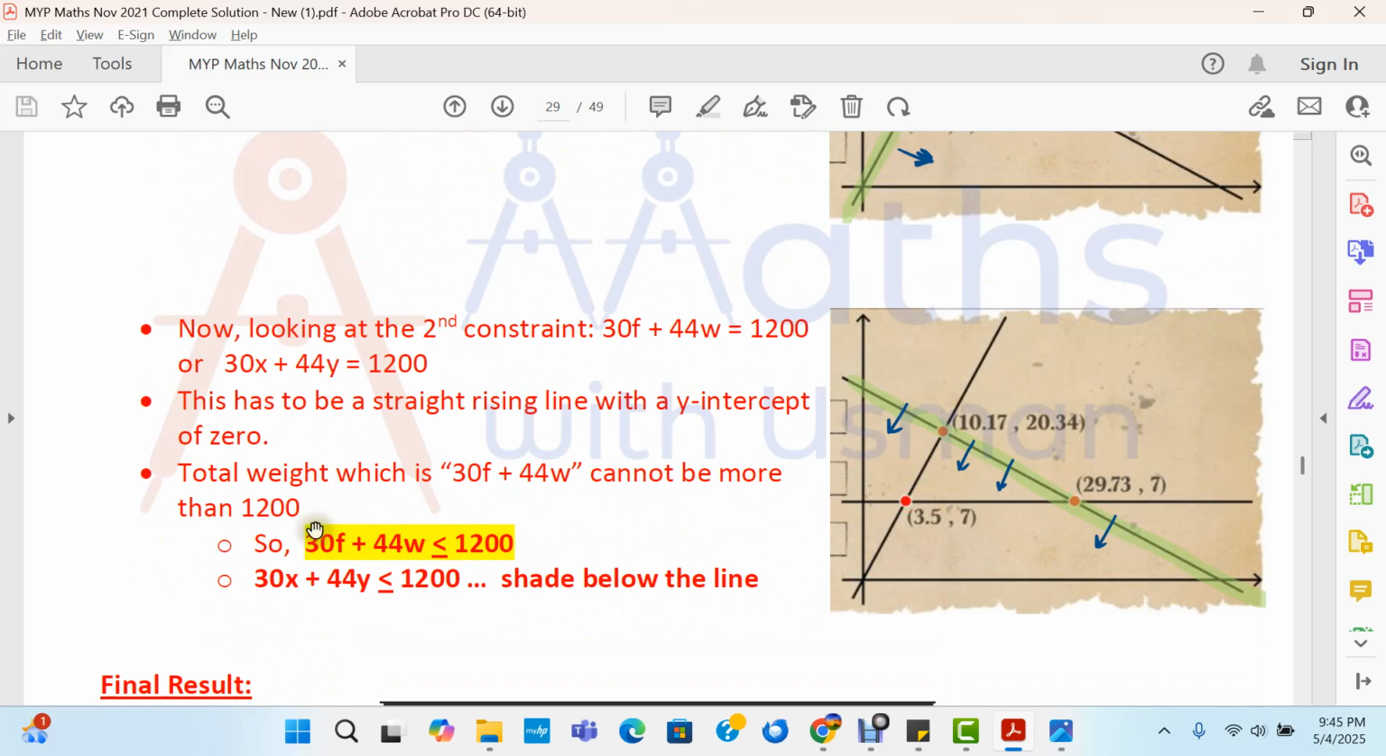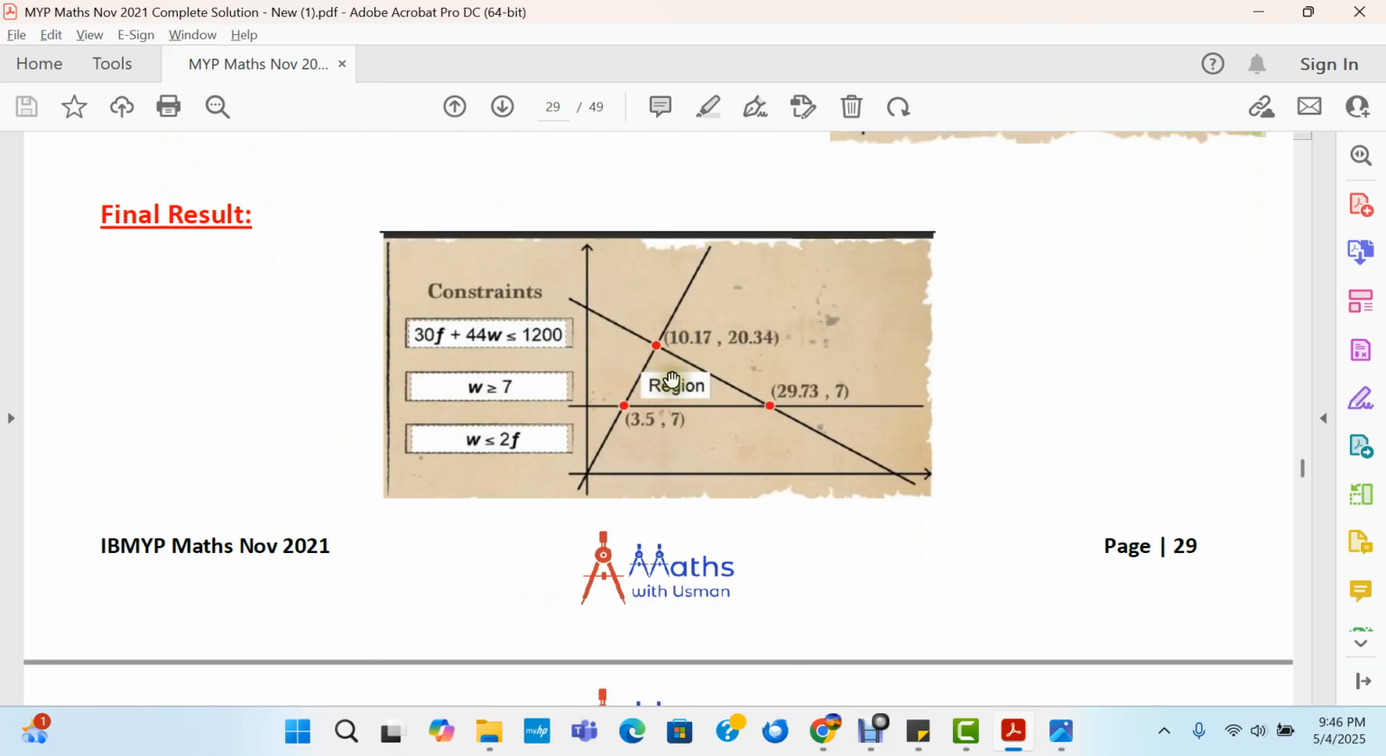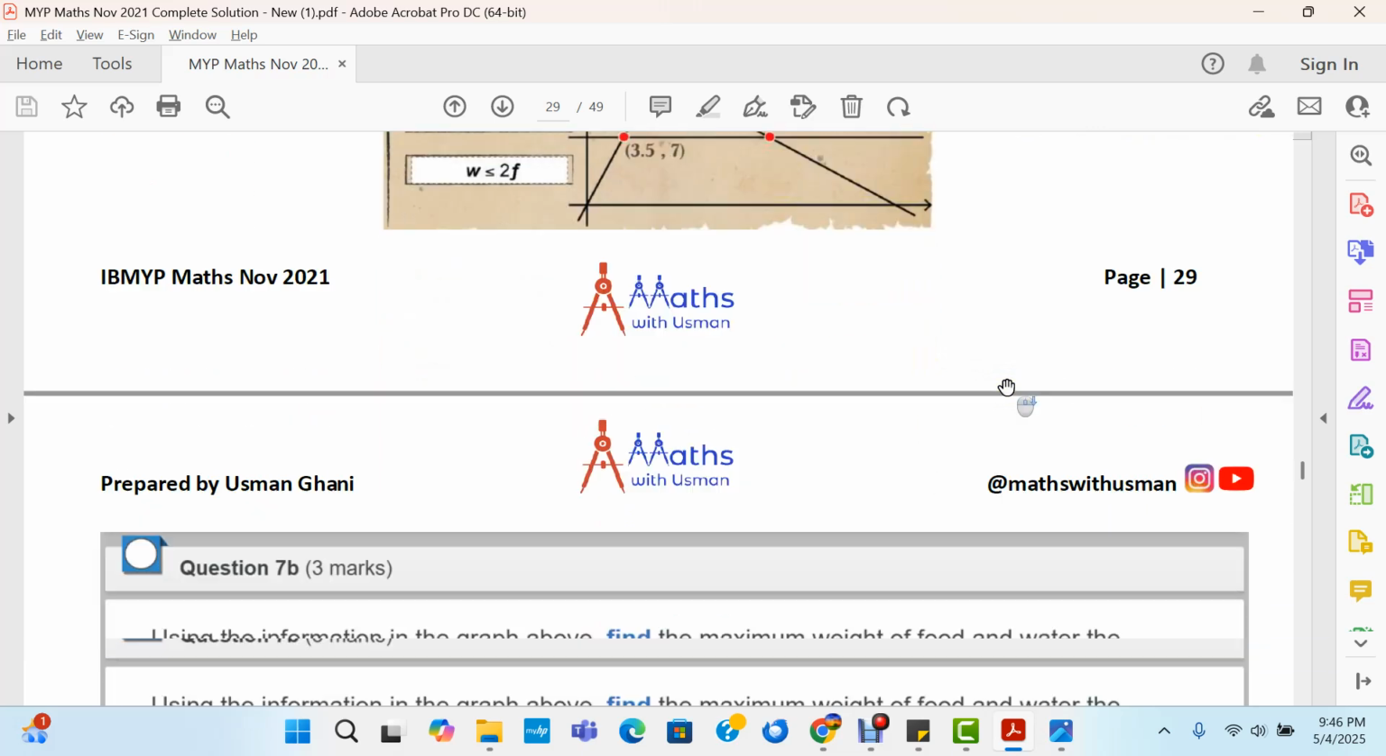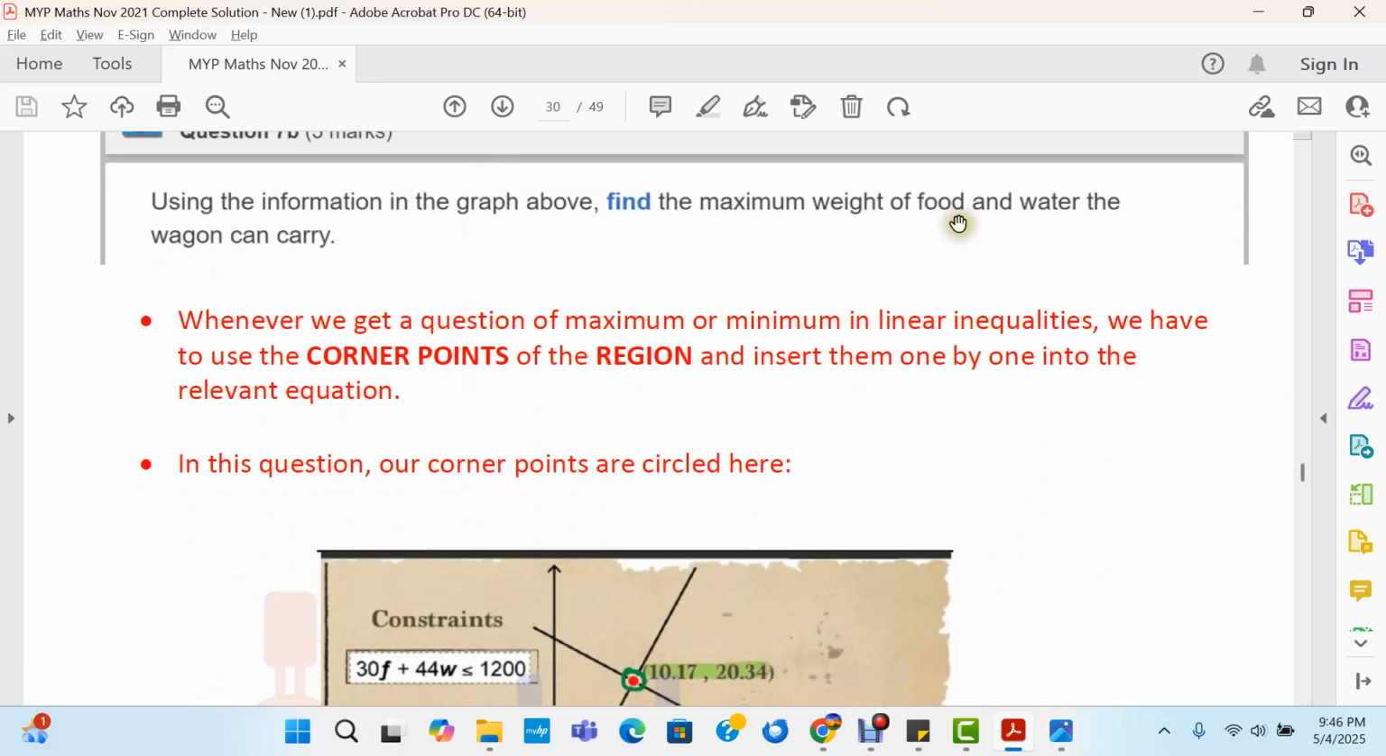We know that the total weight of all of the barrels, which is 30 for each food barrel and 44 for each water barrel, if I add them, the total should be less than 1200 pounds. So we know that we are going to shade this. So the region is over here, and that is our answer. Okay, so make links, make connections, try to figure out things that might seem a bit different, but at the end of the day, it's sort of an MCQ which needs some calculation, some understanding, but make sure that you do it correct. Okay, using the information, find the maximum weight of food and water that the wagon can carry.